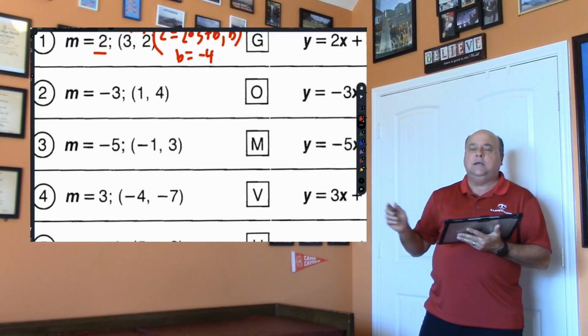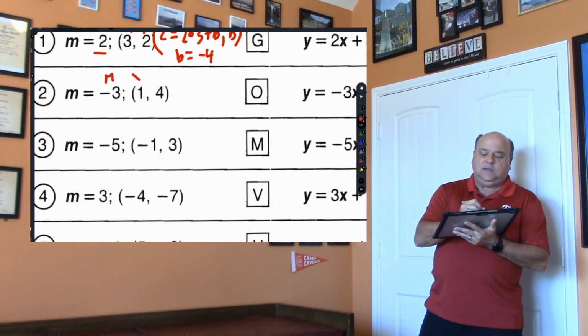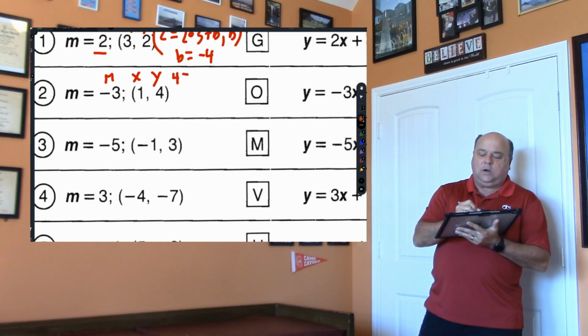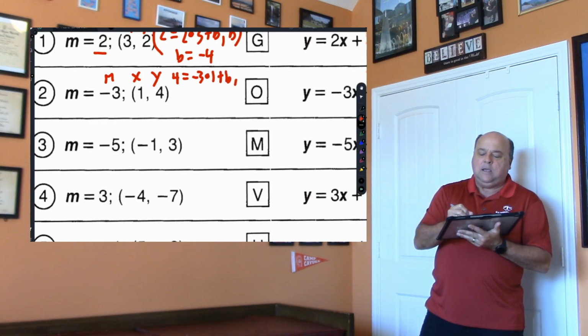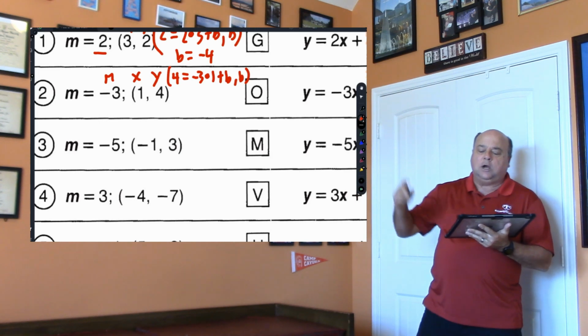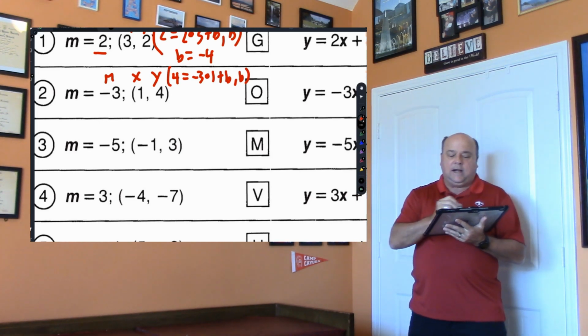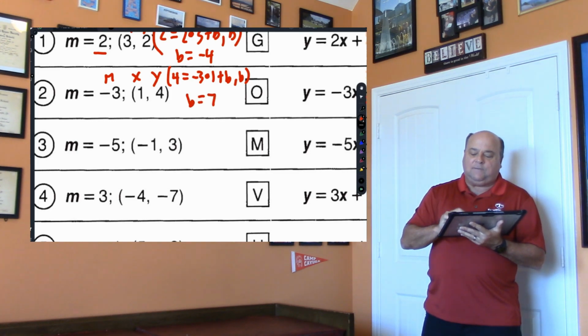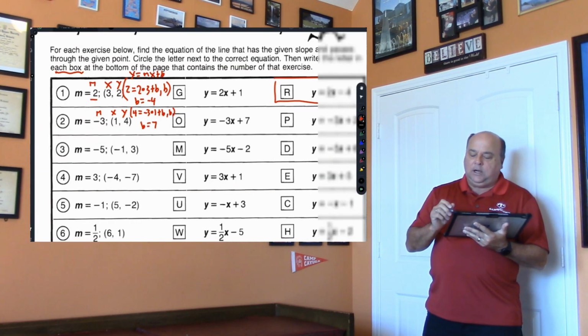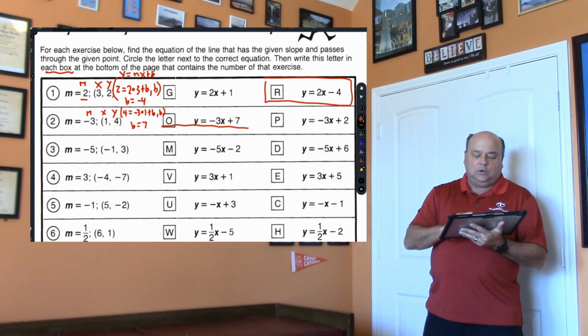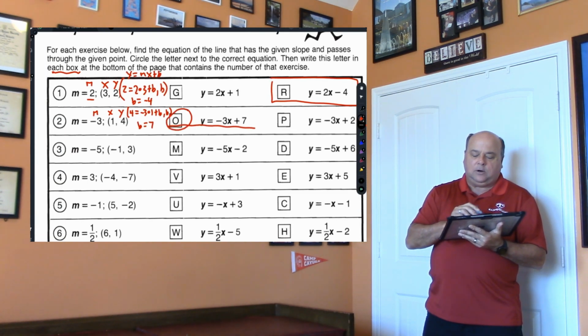So I'm going to zoom in. This is my m, this is my x, this is my y. So I'm going to write down 4 equals, the m is -3, times 1 plus b. You're going to put comma b. You're going to put that into nSolve and solve it for b. If you work it out, you'll get b equals 7. And then if you look over here, the answer is going to be this one right here. So number 2 is going to be the letter O.